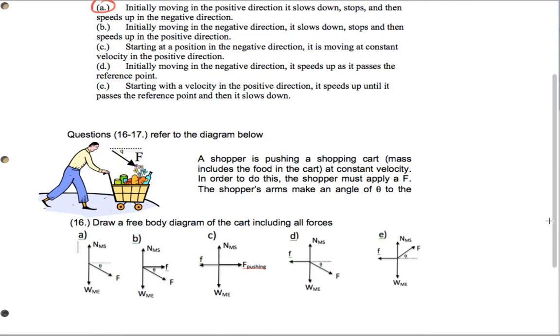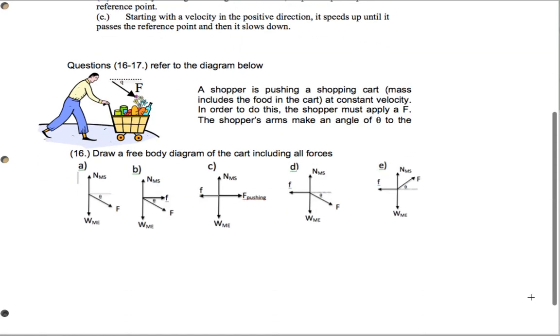Now here, this shopper is pushing a cart, and we want a free body diagram. So let's see if we can draw it. So we've got the weight, we've got the normal force, we've got the friction force, and we're pushing downwards like that. And what that means is choice D is, in fact, what this free body diagram looks like.